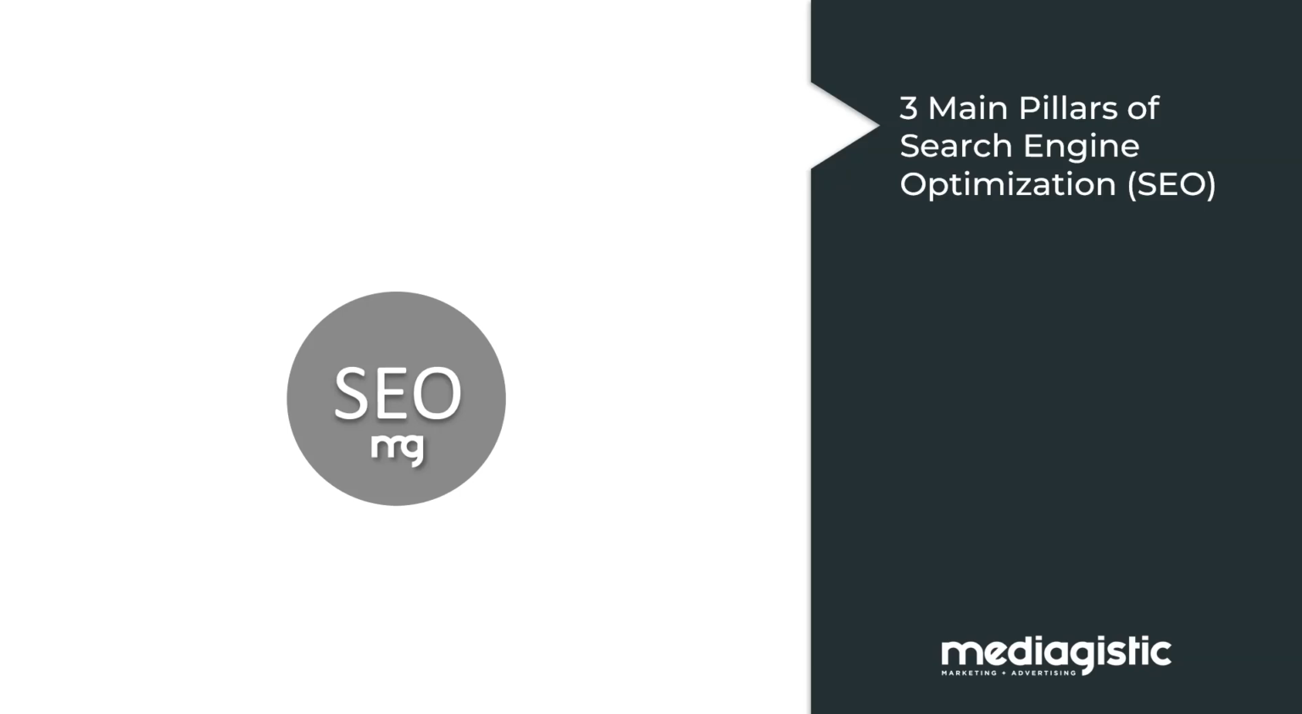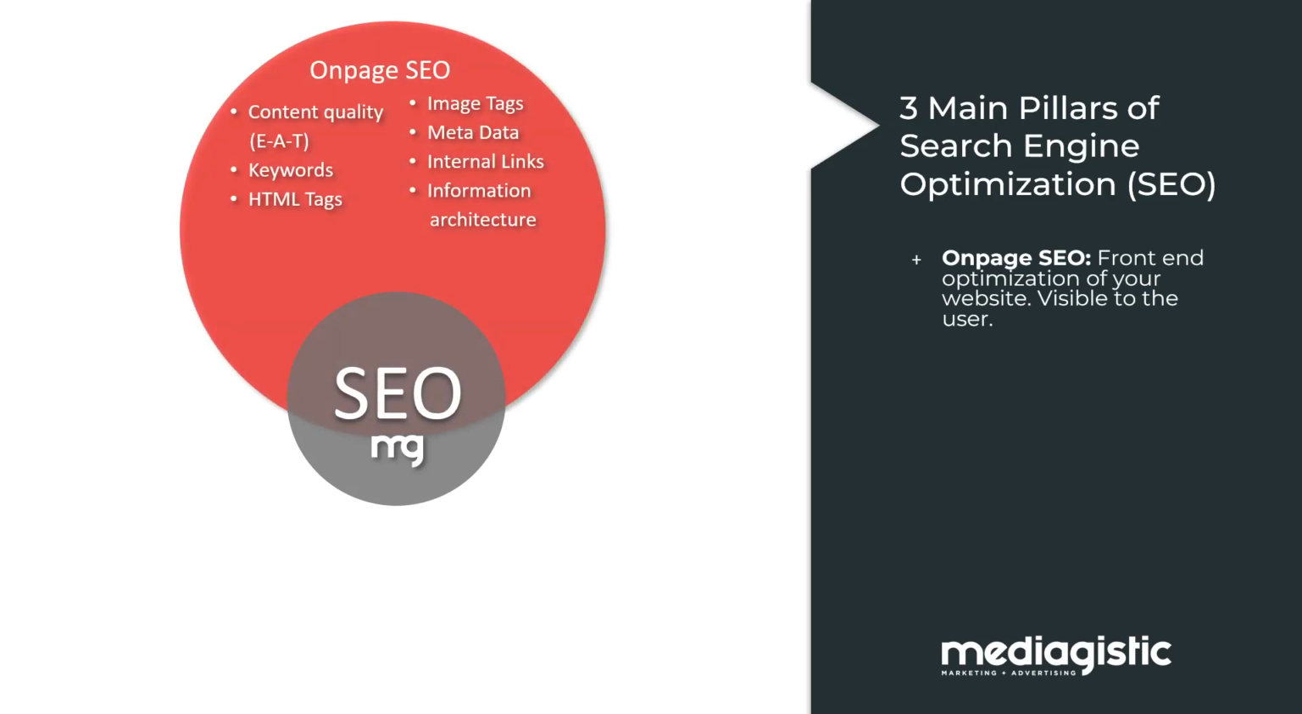Now, there are three main pillars of SEO. These include on-page SEO, which is the front-end optimization of your website. It's visible to the user and includes things like content quality, keywords, HTML tags, image tags, metadata, internal linking, and information architecture of your website.